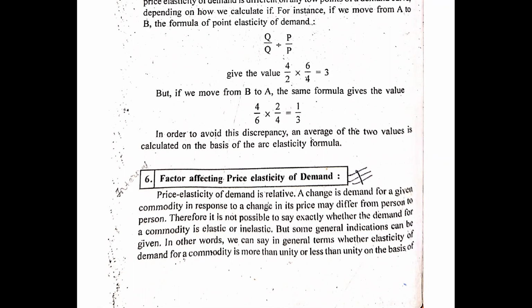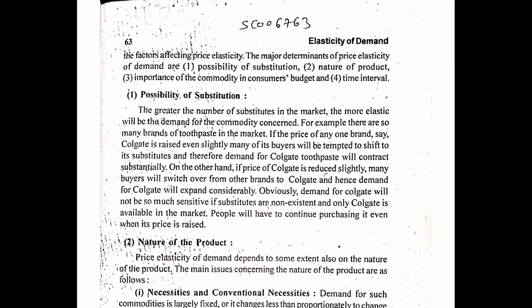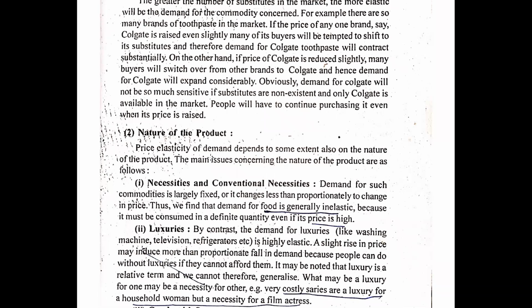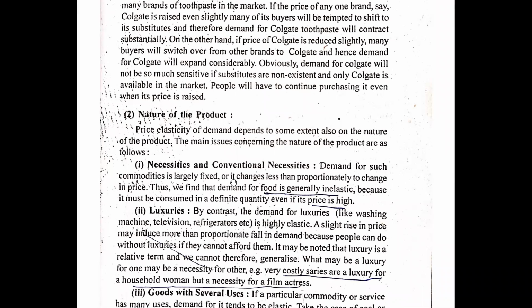There are some factors which affect the price elasticity of demand that we were discussing. Under that, we have already discussed the possibility of substitutions. Then what is a substitute product, what are complementary products, and how they affect the price elasticity of demand. After that, we discussed the nature of product, and under it, necessities and conventional necessities. The products which are primary needs will not be much affected by price changes, but products which are not considered a primary need have, we can say, greater than one price elasticity of demand.